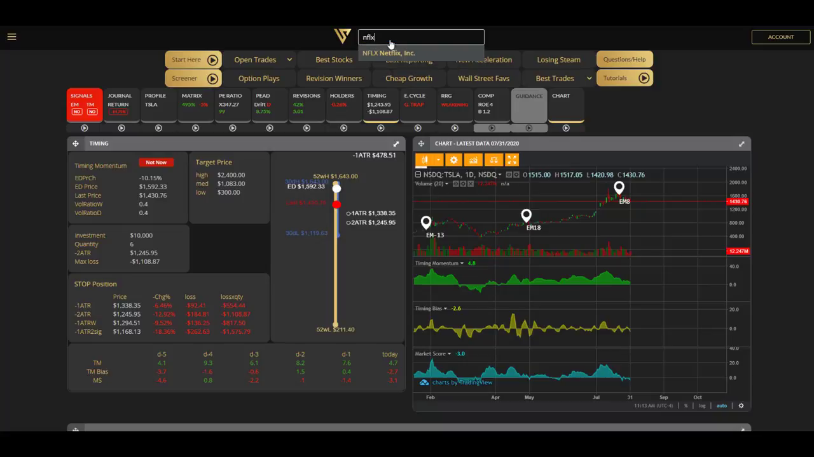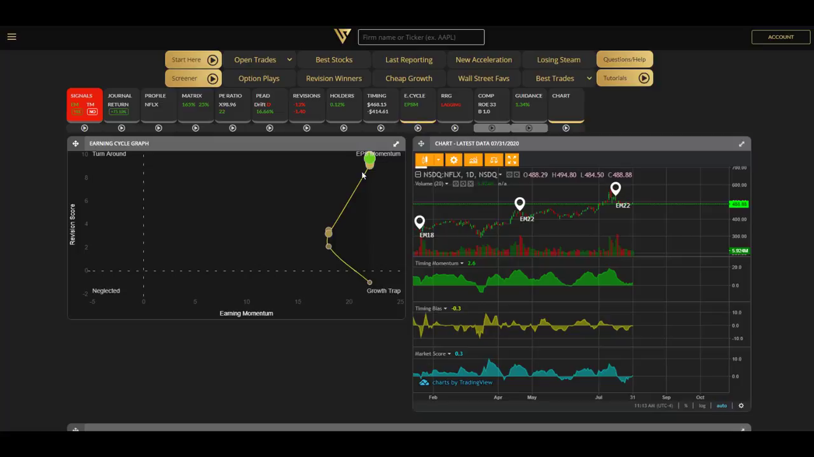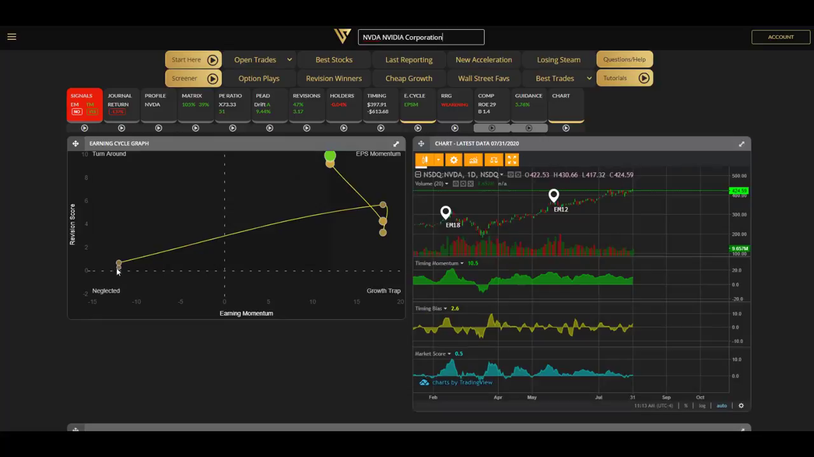Okay, so let's move on to the earning cycle. Earning cycle tells you, based on earning momentum here, horizontal and revision score, where the stock has been and is or has been. There's 4 quadrant: turnaround, EPS momentum, growth trap, and neglected. So they tend to move in clockwise fashion. So if I pull up another example, so for example NVIDIA, here you can see how it's been neglected and all of a sudden it gets positive revision. So they're in a turnaround quadrant.